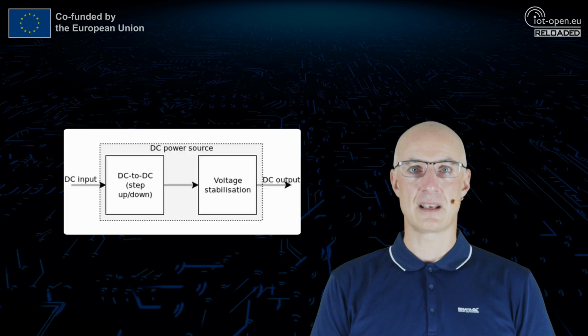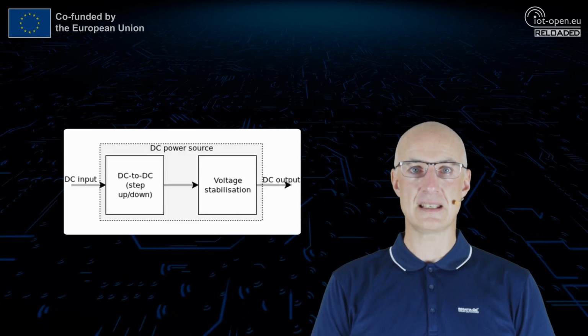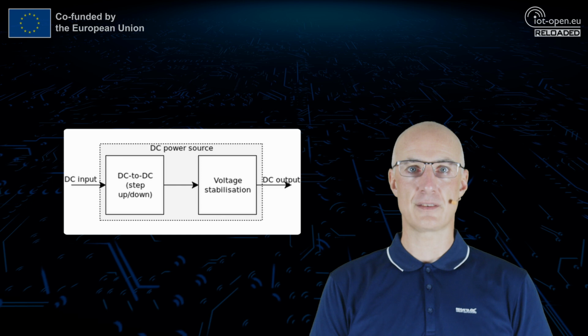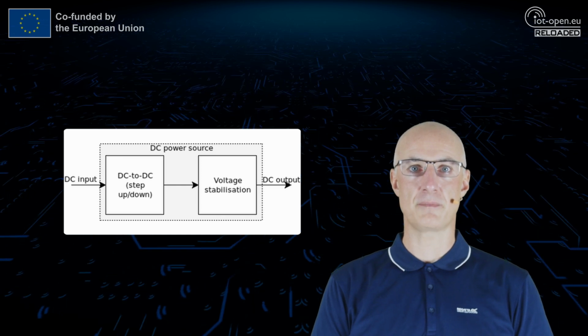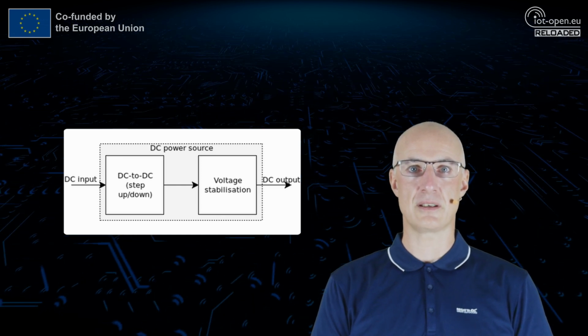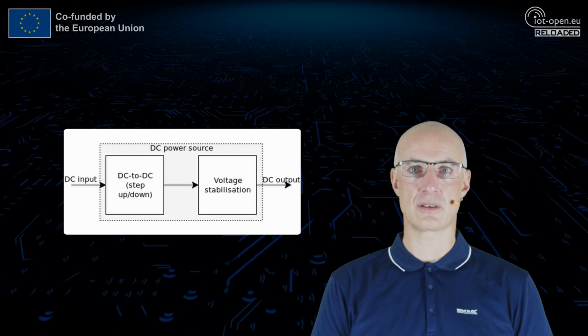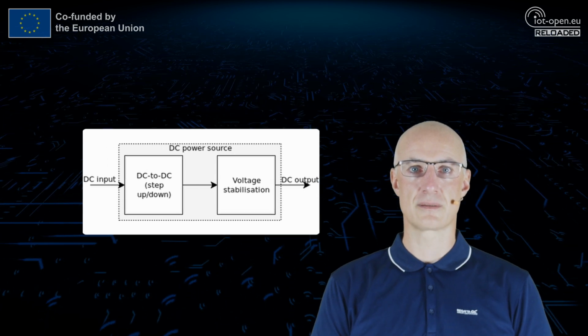On the other hand, battery-powered devices use DC to DC conversion and following voltage stabilization, because battery voltage rarely fits MCU requirements and changes during the charge and discharge process.